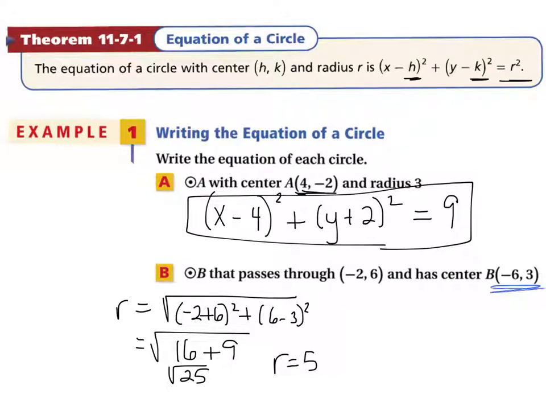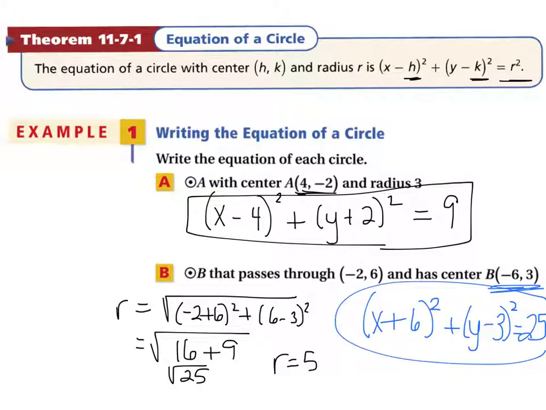Now we know our center is at negative 6, 3, so I just plug that in. x plus 6 squared plus y minus 3 squared equals r squared, which is 25. And that would be my equation. Really easy.